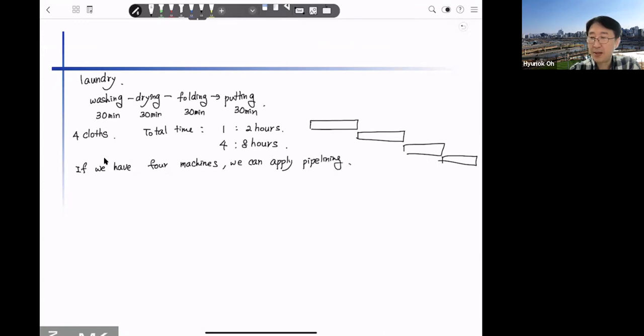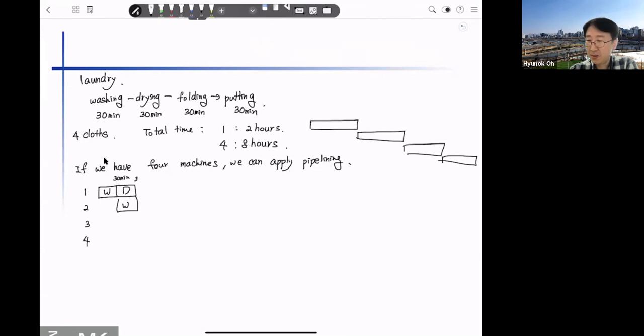So pipelining means that, for the first clause, we are doing the washing, okay? And 30 minutes later, what can we do? The first one moves to the drying stage, and at that same time, we can start washing the next clause. So this is clause 1, clause 2, clause 3, clause 4.